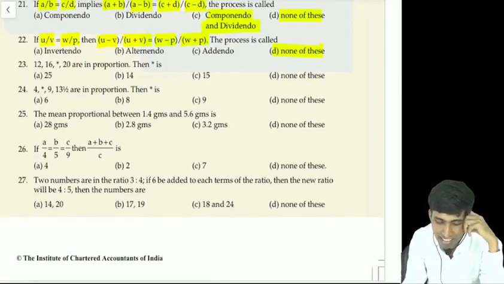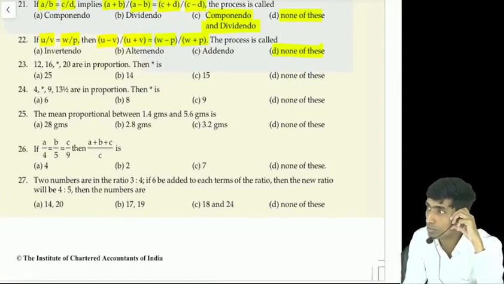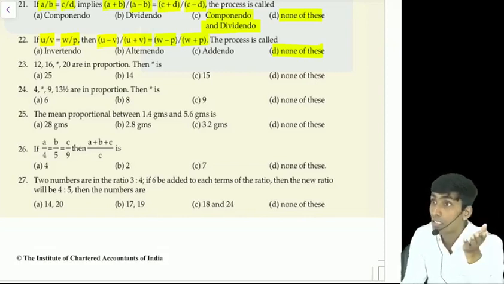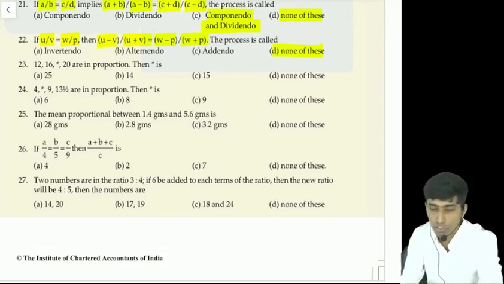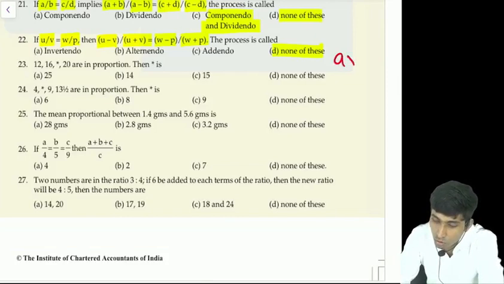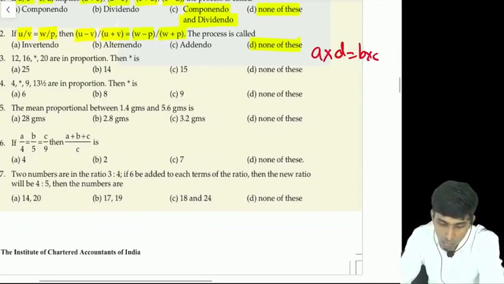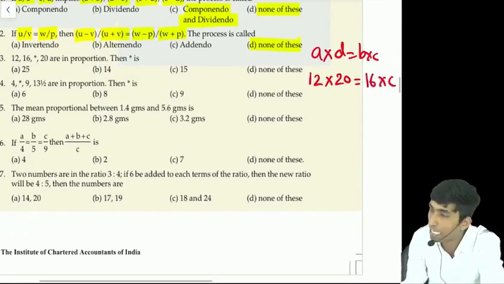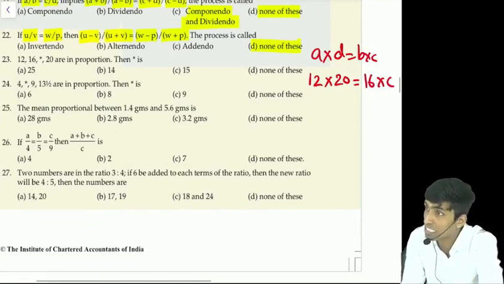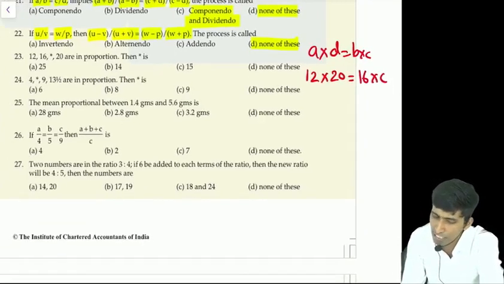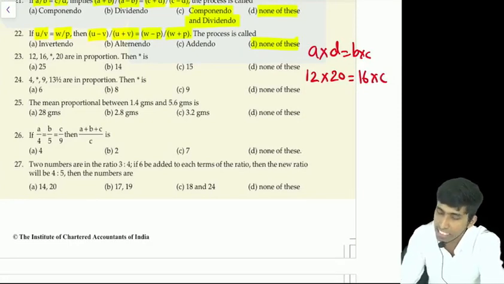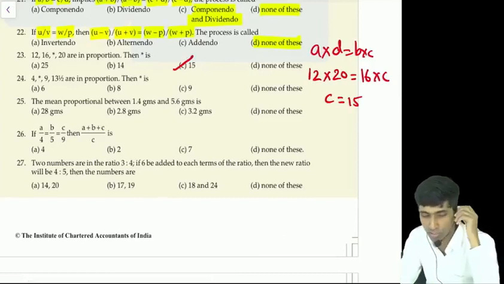12 into 16. Asterisk mark you have to find. What you will do? Third proportional. Third proportional, how you find? B square by AC is for continuous proportion. Understood? Here what you will do? Listen. 1 minute. A into D is equals to B into C. What is A? 12. D is how much? 20. B is how much? 16. What I need to find? C. 4 proportionals now. They have not said that it is in continuous proportion. Correct? So 12 into 20 upon what? 16. C is how much? 15. Option is C. One more time. Wow.